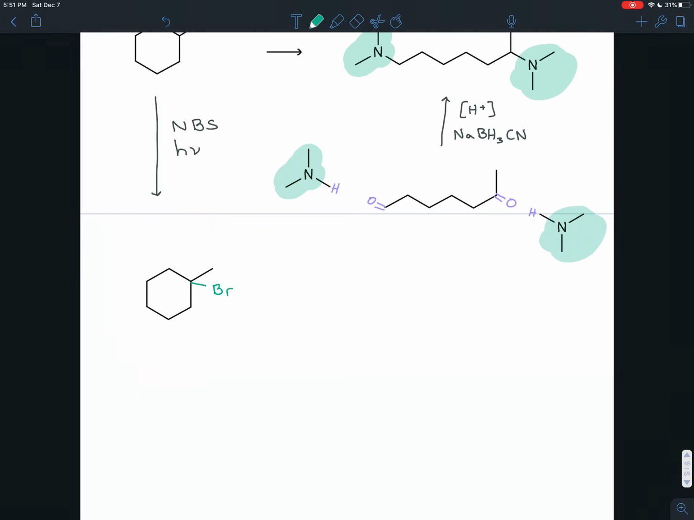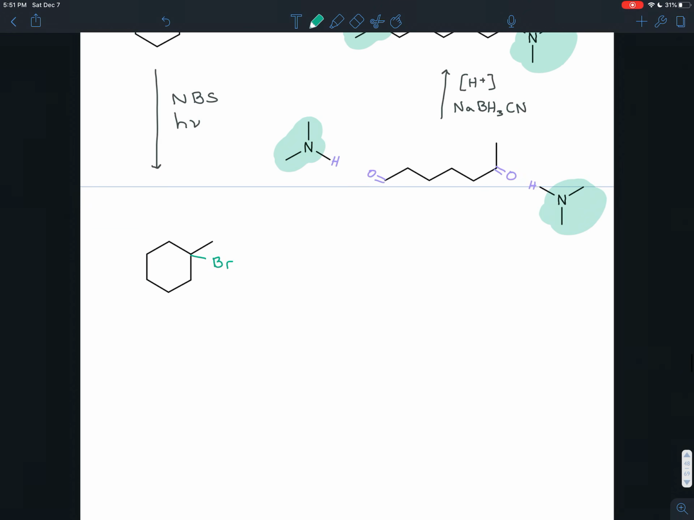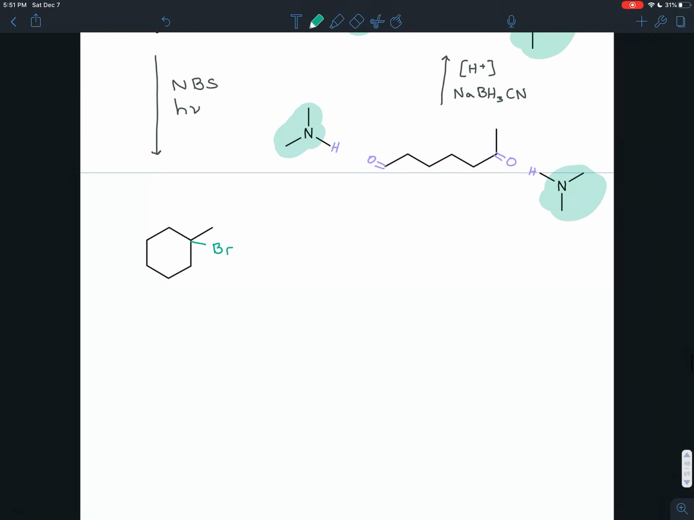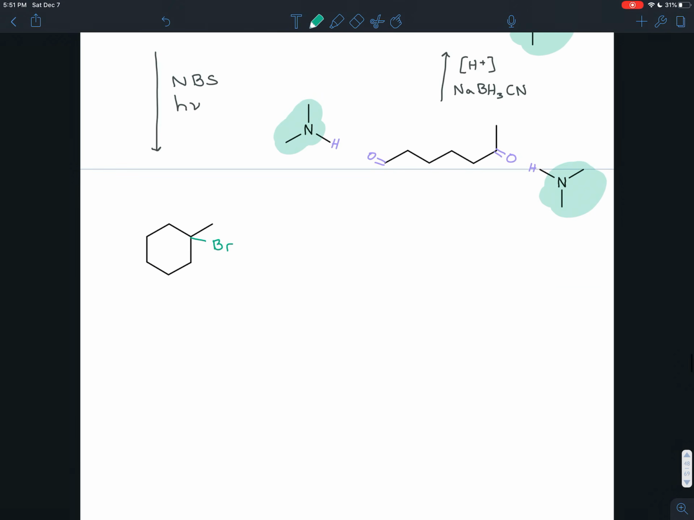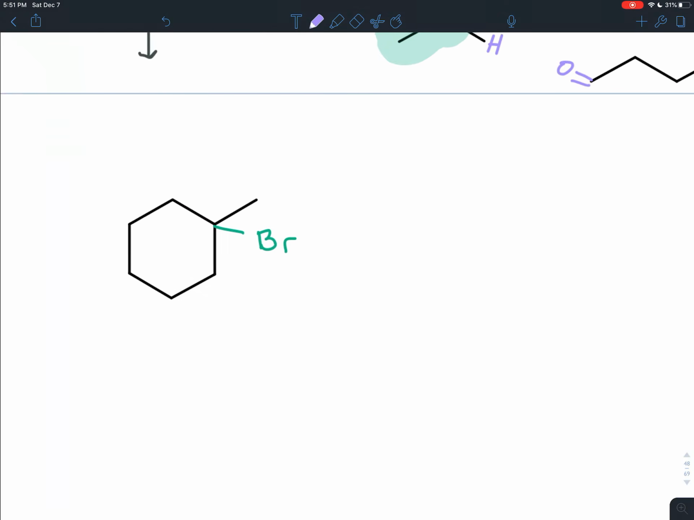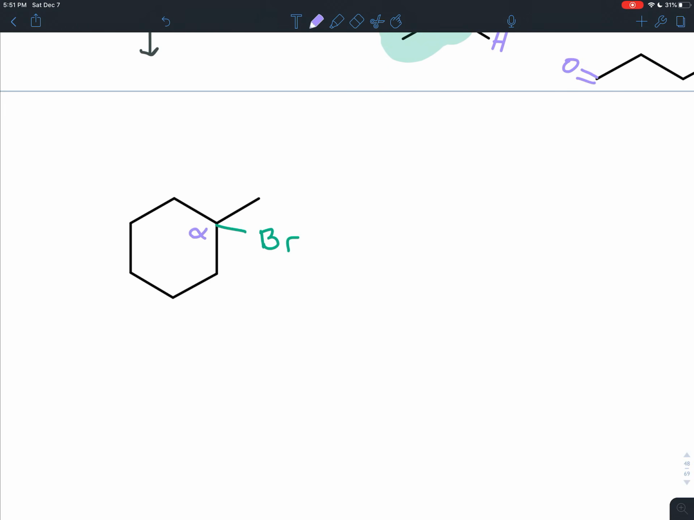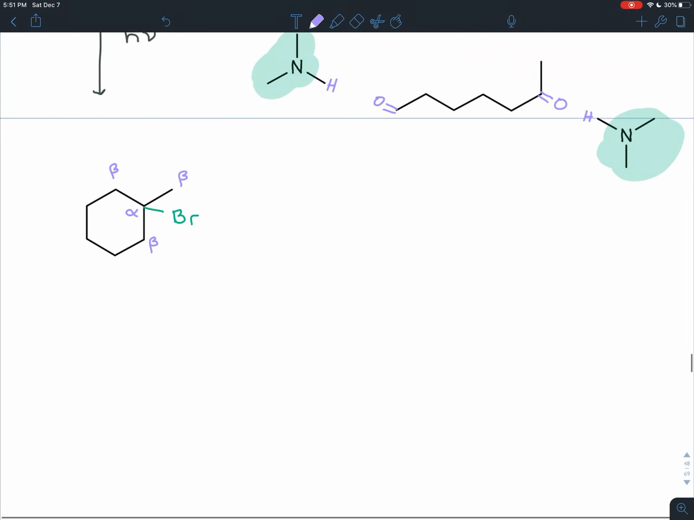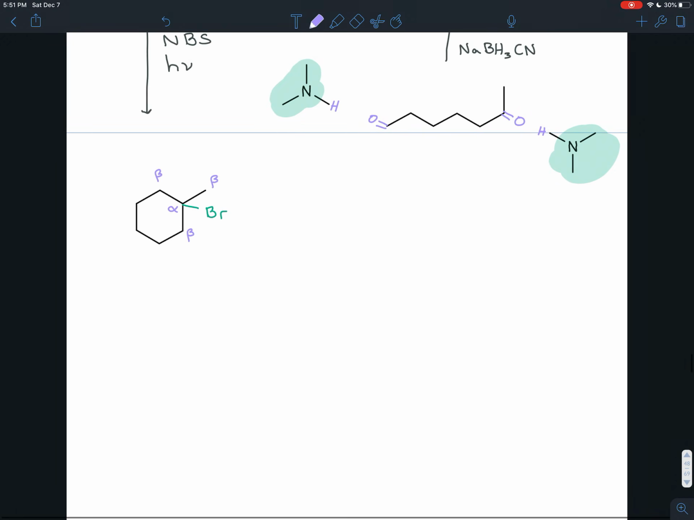Well, one thing I do notice is that although we have a bromine here, we definitely don't have a bromine in the final product. So we will have to get rid of the bromine. In other words, we have to do an elimination reaction. Now, in the context of elimination, the carbon that has the leaving group on it is called the alpha carbon, and each of the carbons next to it are called beta carbons. So we could do 2 possible eliminations here.